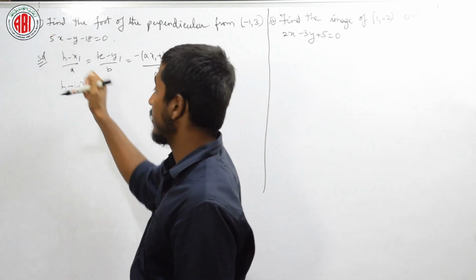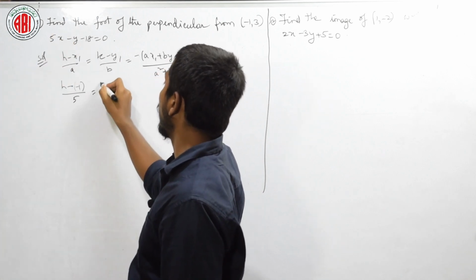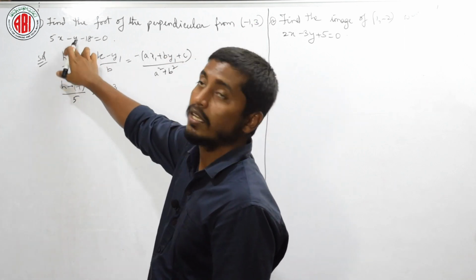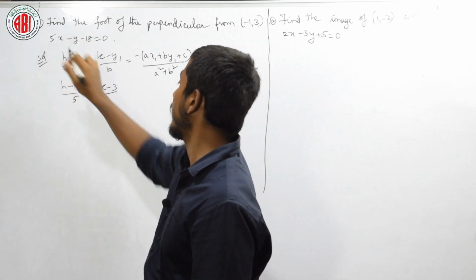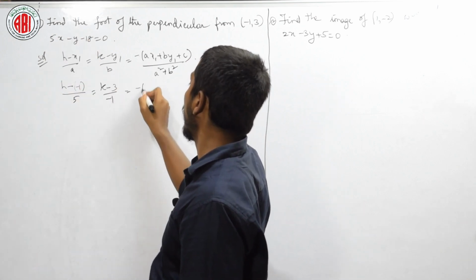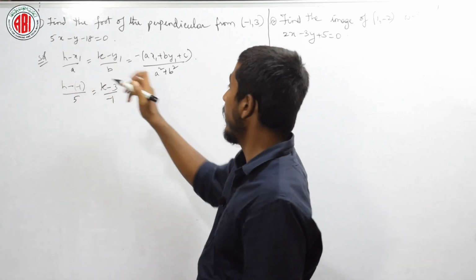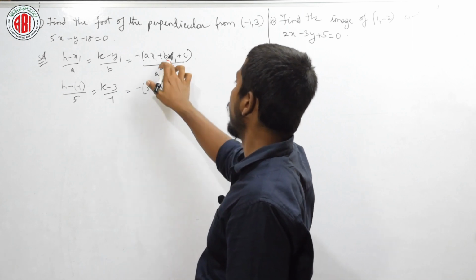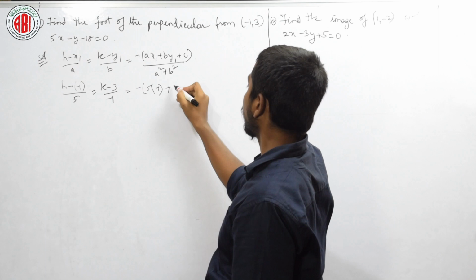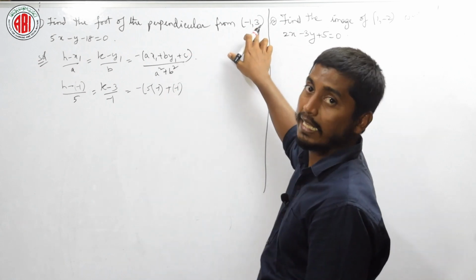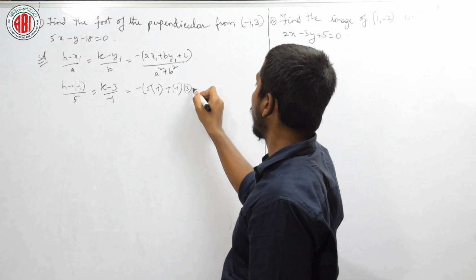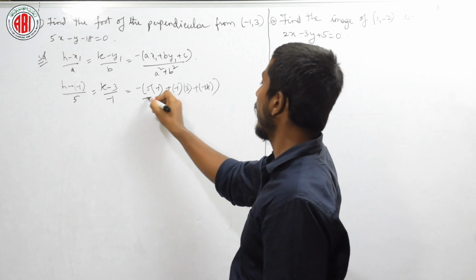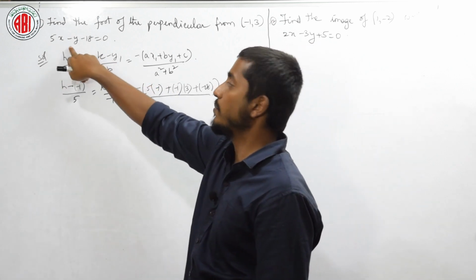The coefficient of x, that is 5, that is equal to k minus, what is y1 here? 3 by, what is b? The coefficient of y, that is minus 1, that is equal to minus of a 5 into x1 is minus 1 plus, what is b? Minus 1 into, what is y1? 3 plus, what is c here? Minus 18, okay, divided by a square plus b square.